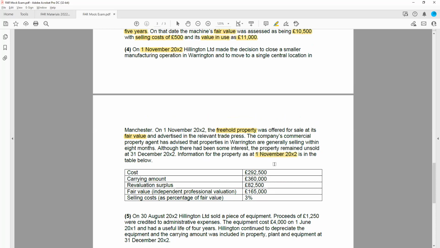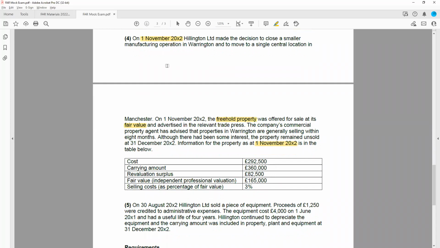Now we're being told they've made a decision to close a smaller manufacturing operation and move to a single location. So we're told there's a property. So the asset we're looking at here is a property. So it's part of a decision to close an operation, perhaps in a certain geographical area. We don't know. We'll come back and think about this. But what we're told here is that the freehold property is going to be sold. So that's the asset that we're looking at.